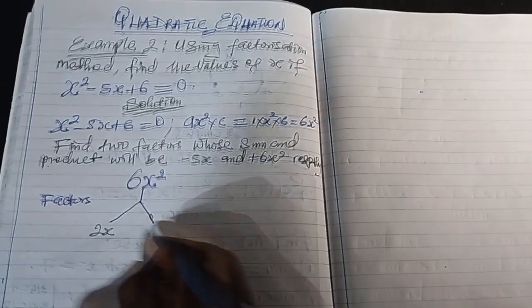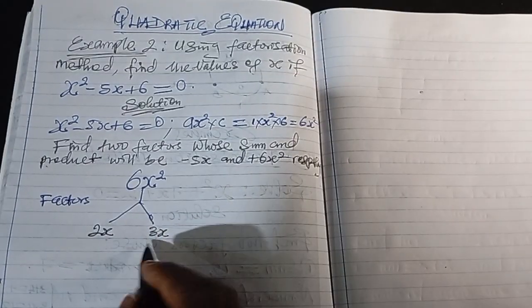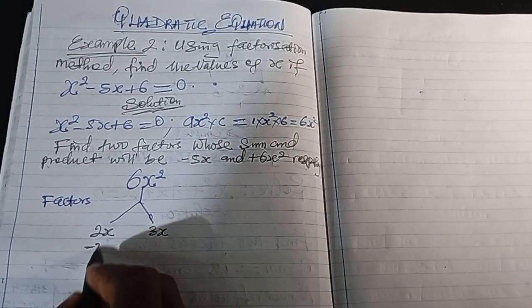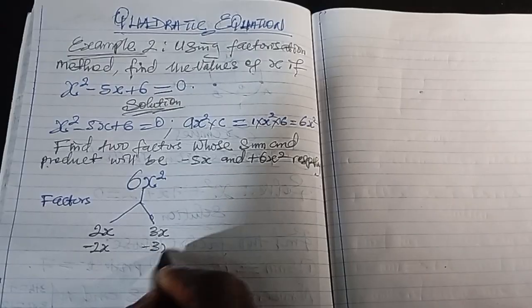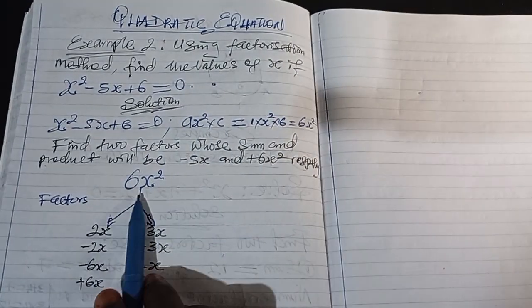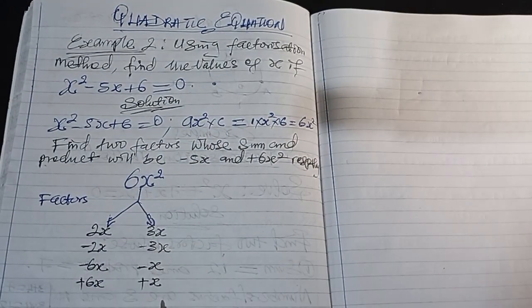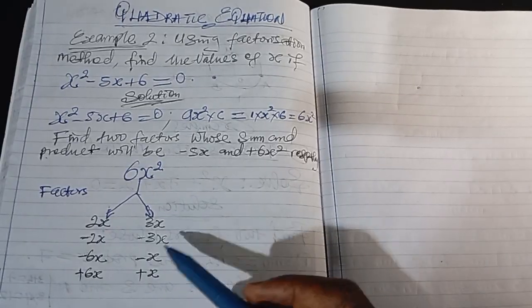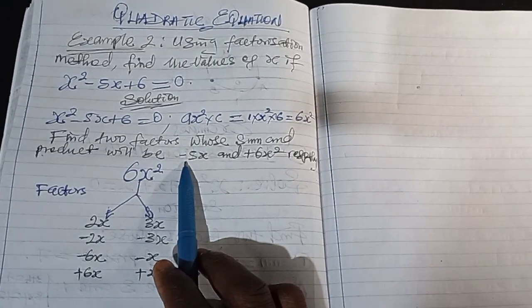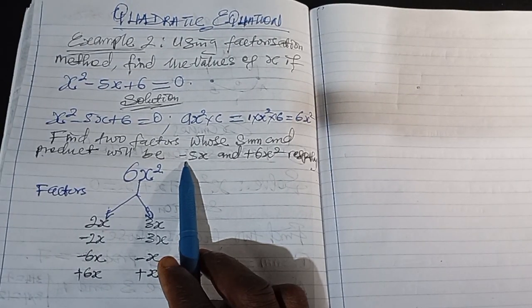So 2x over here and 3x will give us 6x squared. Then even minus 2x and minus 3x will still have the same. All these numbers are factors of 6x squared. But where we will concentrate is if the sum will give us the middle term, which is minus 5x.